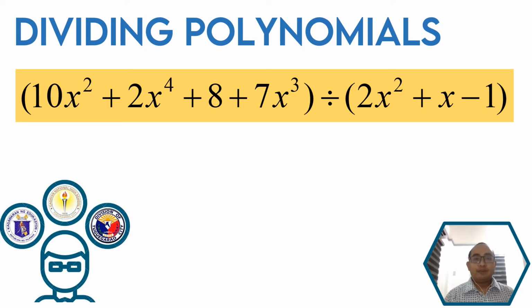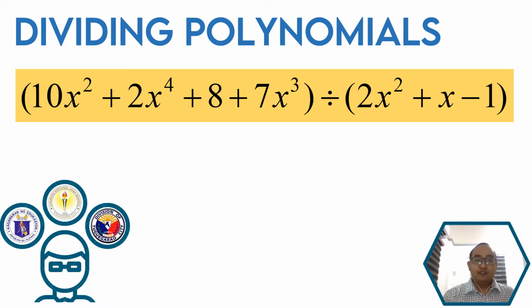Let's try another example, class. We divide 10x squared plus 2x to the fourth plus 8 plus 7x cubed by the polynomial 2x squared plus x minus 1. Now, you might have noticed, class, that the dividend is not arranged in its standard form. That means to say that the degree is not arranged in descending powers of x. So the first thing that we have to do is to arrange the terms of the polynomial in descending powers of x, both the dividend and the divisor.